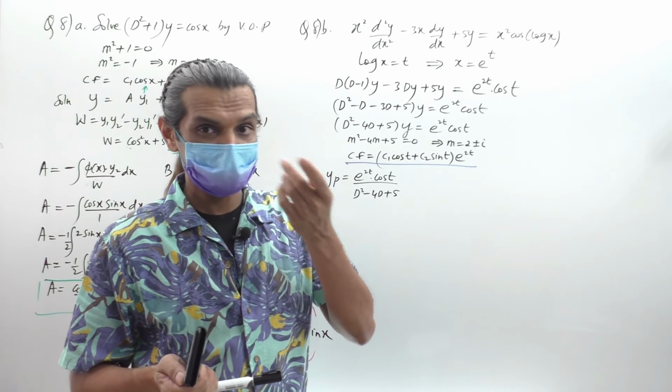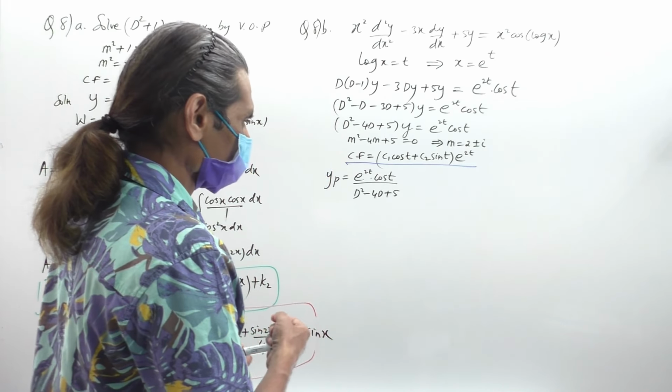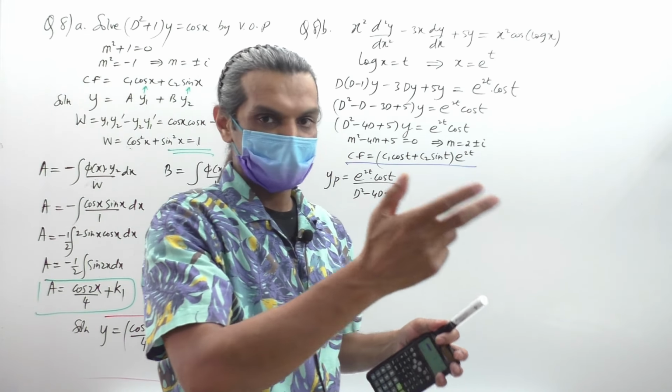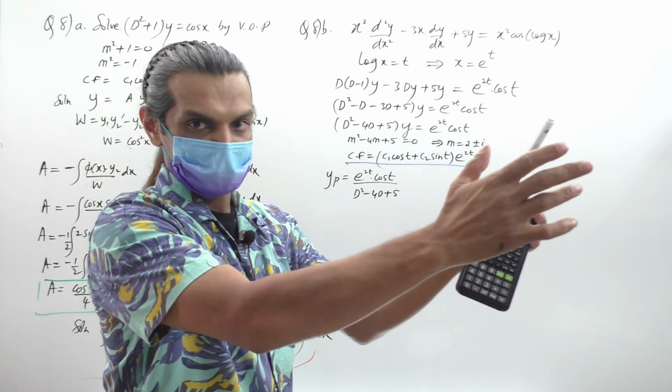Please check your syllabus if this is there or not. I saw it since it was given in the model question paper. See, type 4 is nothing but e raised to x into something. Here it is e raised to x into sin.